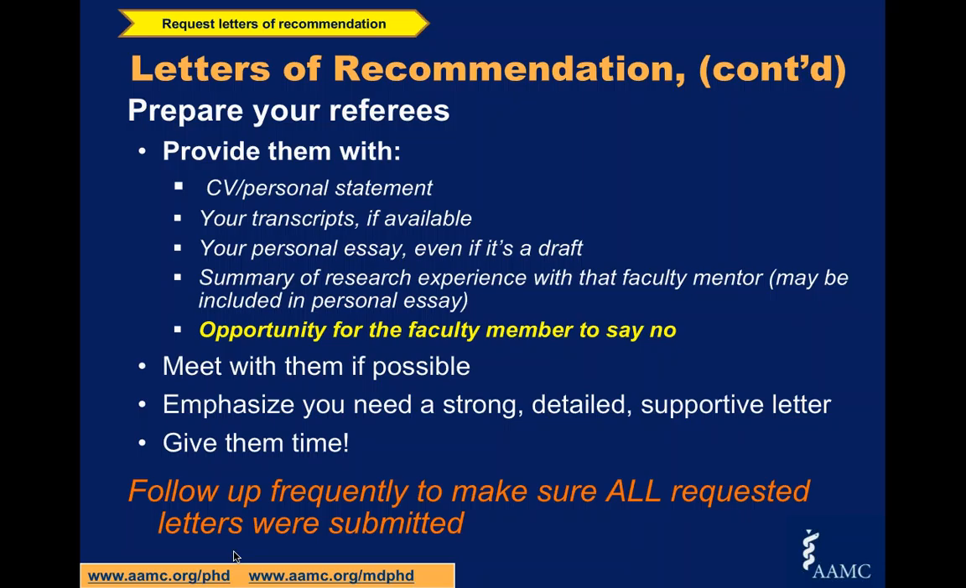It's better to give them an opportunity to say no than to have someone write an average letter of recommendation for you. Once you've given them all of those materials, you should also try and meet with them and talk to them, emphasize that you need a very strong, detailed, supportive letter, and then make sure, most of all, that you give them time to prepare an excellent letter. And so, in my mind, a minimum of 1 month should be allowed between the time you hand them all of the materials they will need and that letter is due.